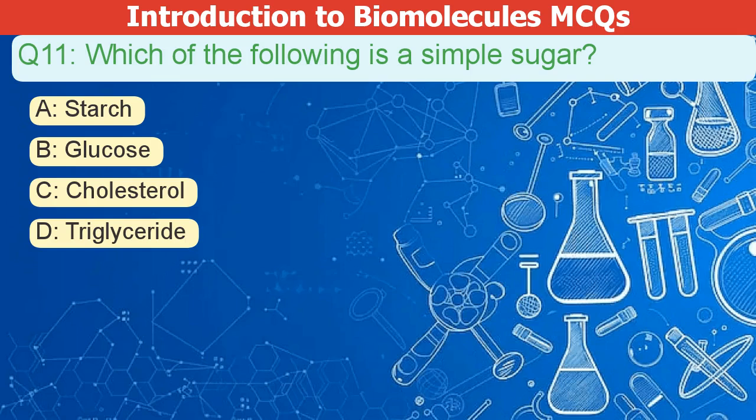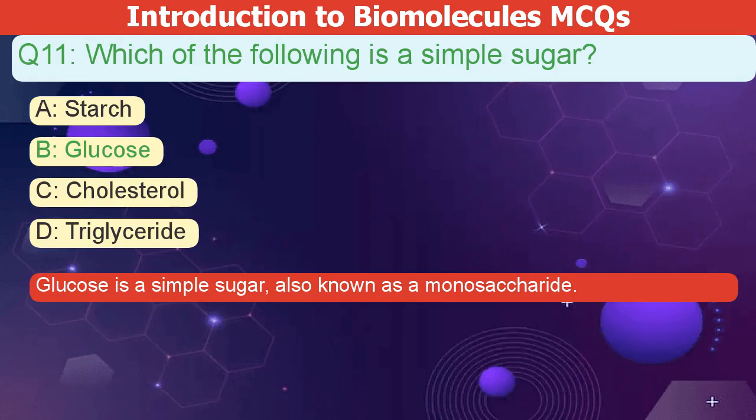Which of the following is a simple sugar? A. Starch. B. Glucose. C. Cholesterol. D. Triglyceride. The correct answer is B. Glucose is a simple sugar, also known as a monosaccharide.